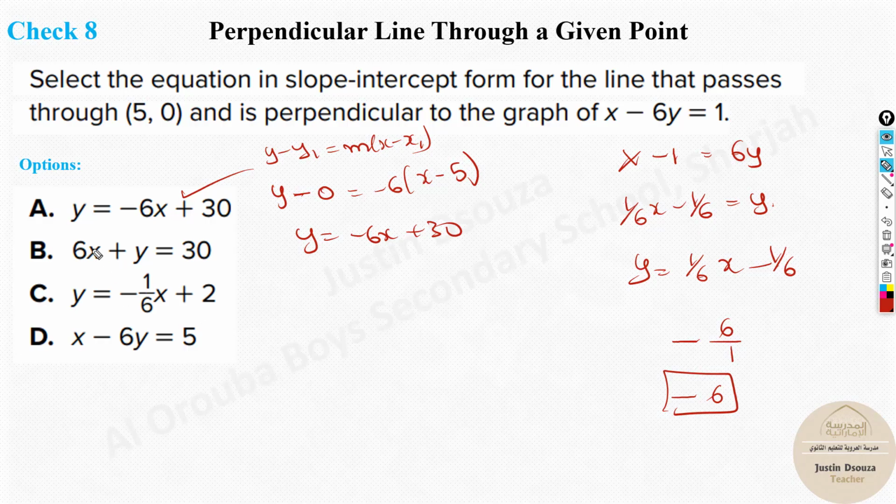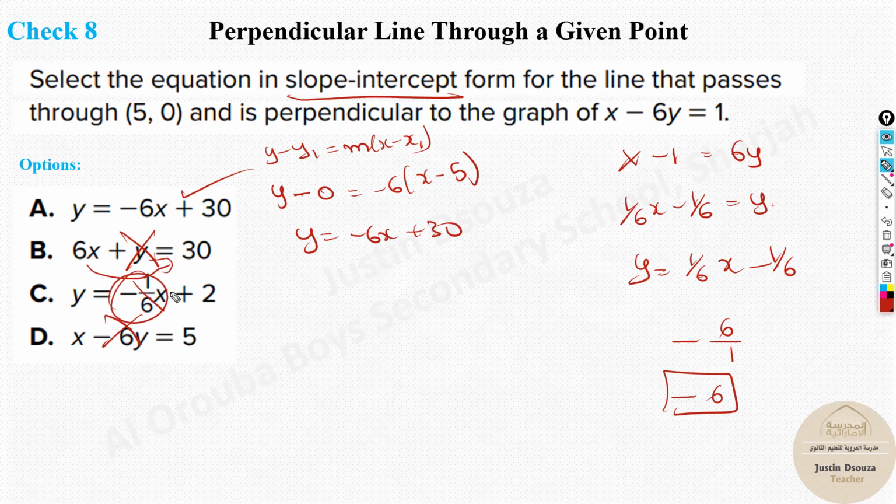Now, what about the others? This will become, okay, this is also the answer, right? Here, all you do is this goes to the other side, and yes, this is also a possible answer. Okay, now very important to remember. Look at the question. Select the equation in slope-intercept form. This is not slope-intercept, that's standard form. Wrong. This is standard form.